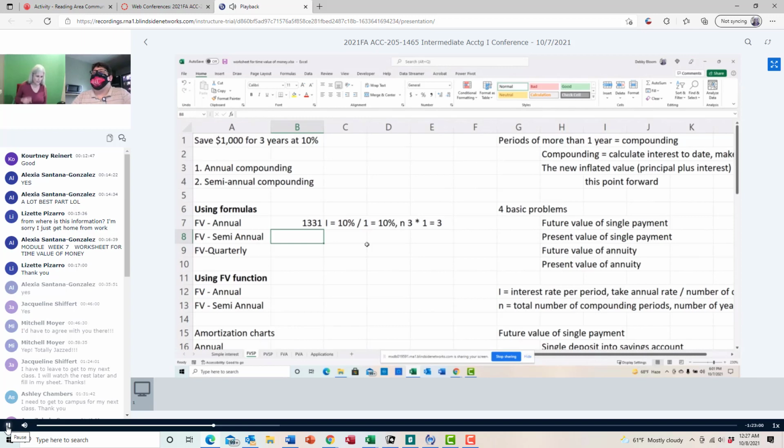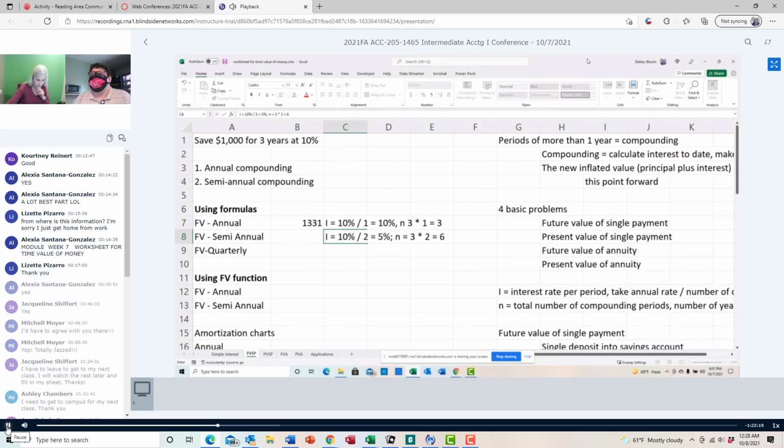You're very welcome. Now let's try semi-annual. So with semi-annual, the only difference is now our I is going to be 10% divided by 2, because with semi-annual, they're going to compound 2 times a year. So this time we would use an I of 5% instead of 10%. And with this problem, our N is now going to be 3 years, but we have 2 payments a year. So it's going to be 3 times 2, which of course equals 6.